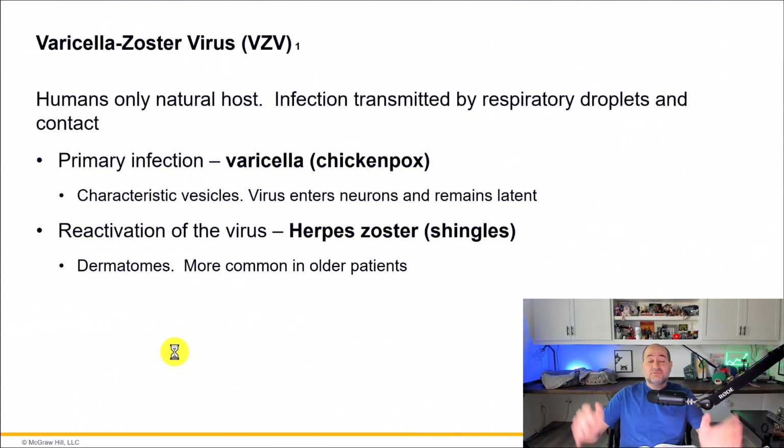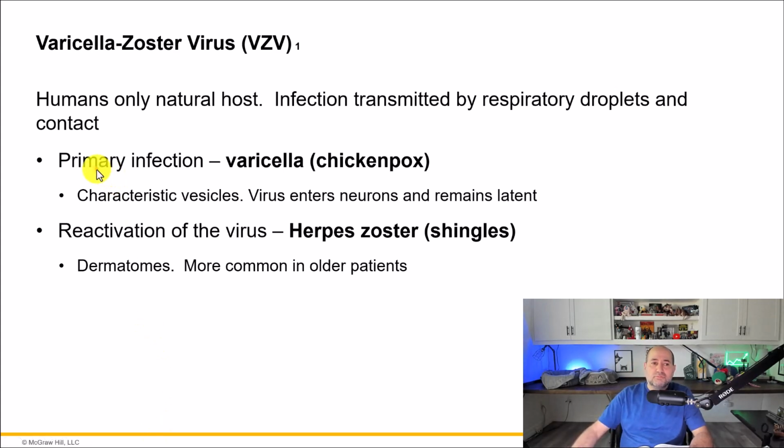All right, let's move on to the next herpes virus, Varicella-Zoster virus, or VZV for short. Humans are the only natural host for this virus. It can't infect any other animals. Infection is transmitted with respiratory droplets and physical contact. This virus manifests in 2 different ways.